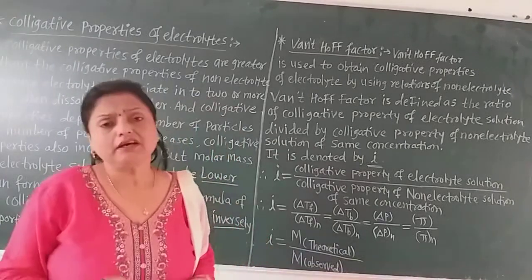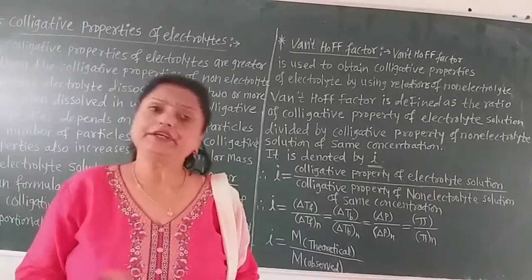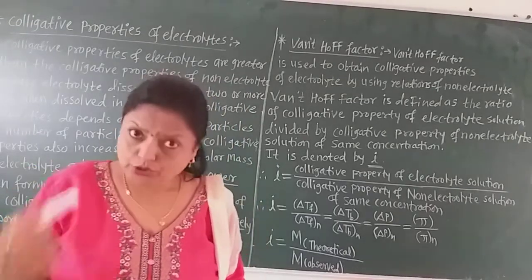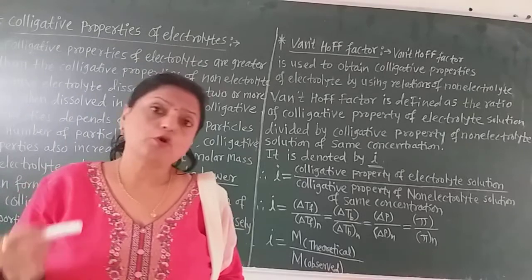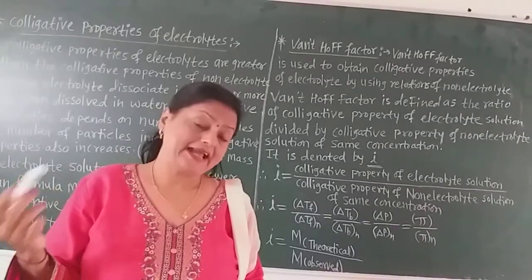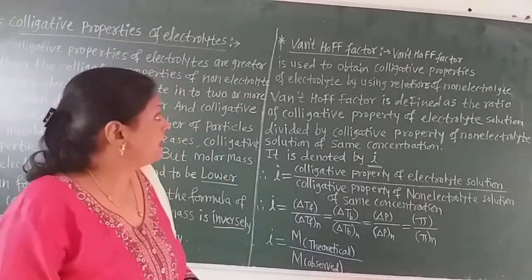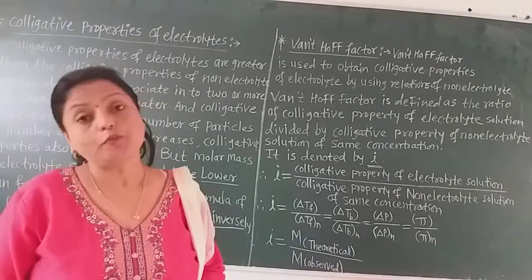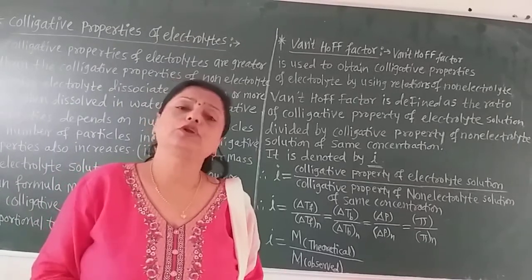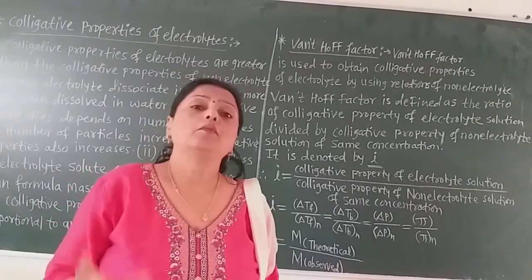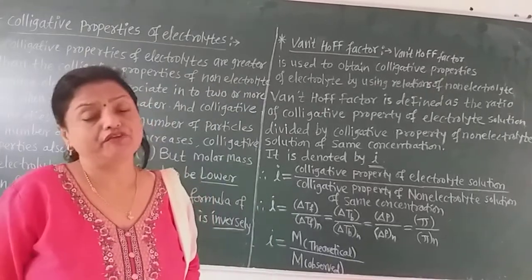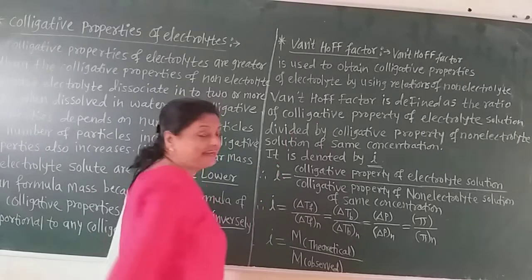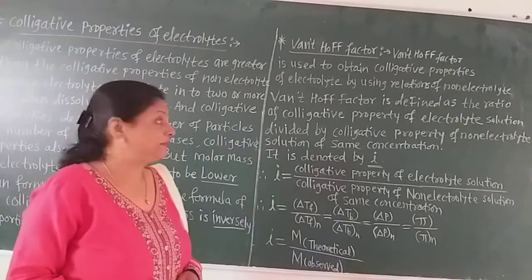Now Van 't Hoff factor gives the relation for the calculation of the colligative property of non-electrolytes and electrolytes. Van 't Hoff factor is used to obtain the colligative properties of electrolytes by using the relations of non-electrolytes. Relations of non-electrolyte means elevation in boiling point, depression in freezing point, lowering of vapor pressure and osmotic pressure. Now how is the Van 't Hoff factor defined?